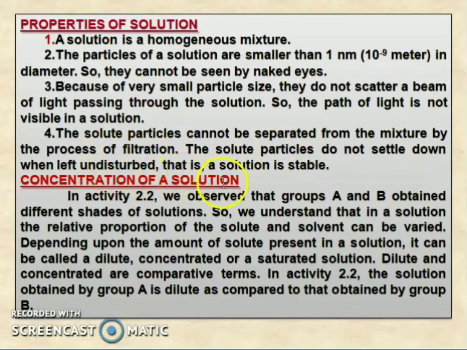Next, concentration of a solution. In activity 2.2, we observed that groups A and B obtained different shades of solution. So we understood that in a solution, the relative proportion of solute and solvent can be varied. Depending upon the amount of solute present, it can be called a dilute, concentrated or saturated solution. Dilute and concentrated are comparative terms. So in activity 2.2, the solution obtained by group A is dilute as compared to that obtained by group B.